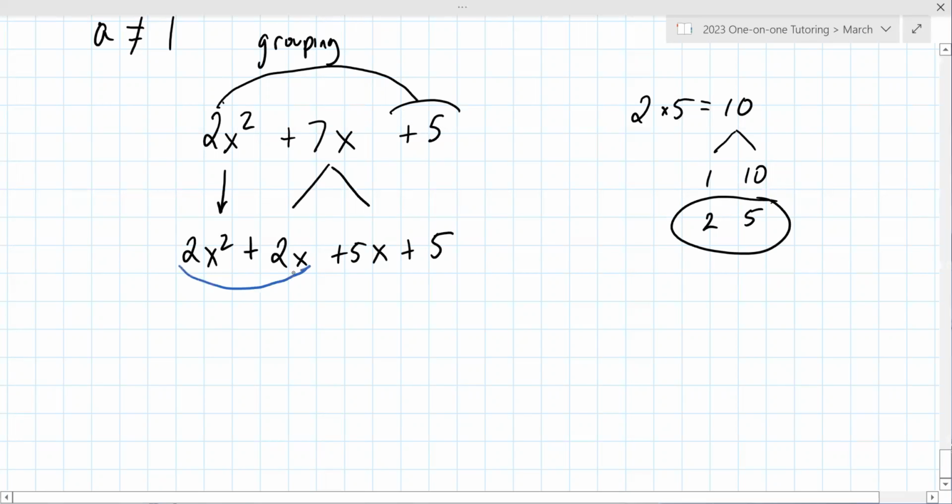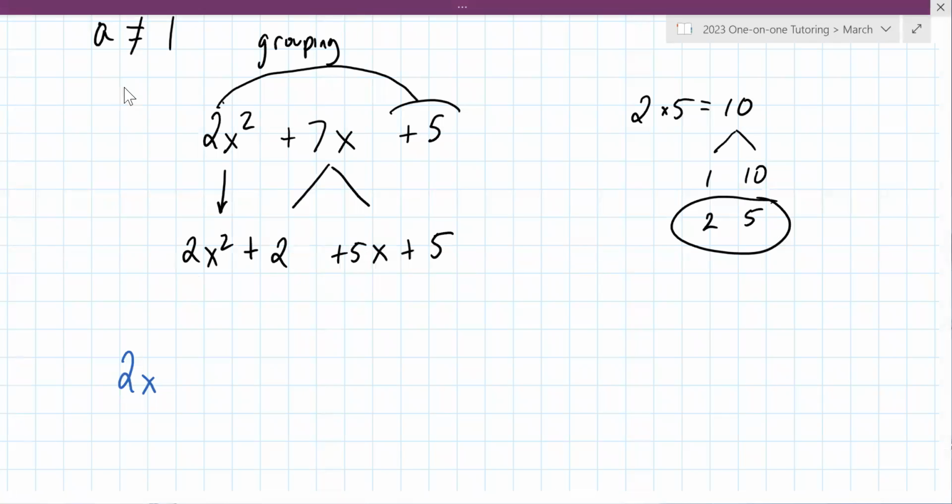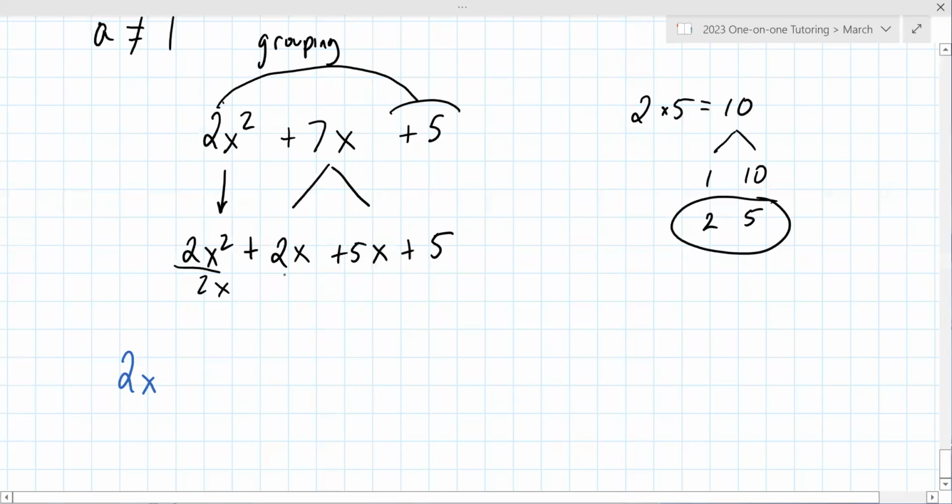So we group these first two together, and you have to find the GCF of the first two. Do you see that it's 2x? 2x goes into both of those? All right, so now we got to divide each of these by 2x. So what goes in parentheses here? So that would just be x plus 1, right? Because the x's cancel.